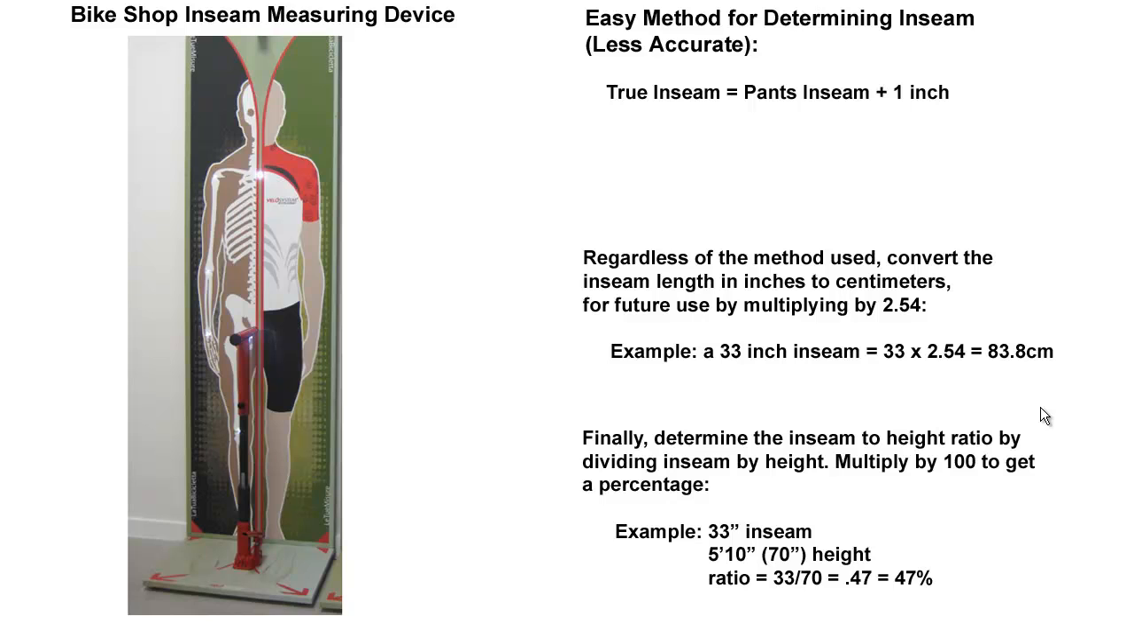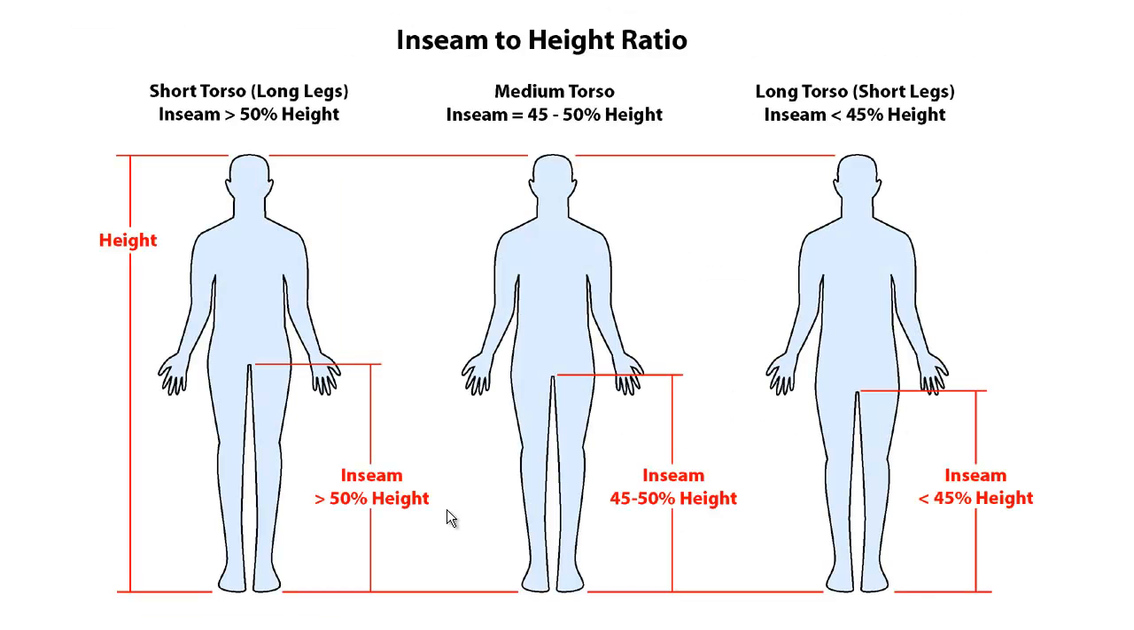We now have everything we need to know to determine our torso proportions and to finally select our appropriate frame size. Going back to our diagram, if you have an inseam which is greater than 50% of your height, in other words, the inseam to height ratio is more than 50%, it means you have long legs, which means you have a short torso.